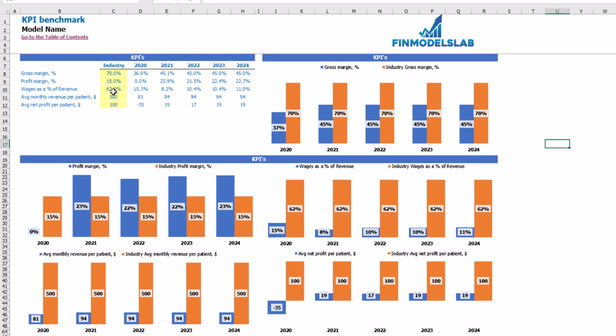For example, profit margin is 15%, which is also changed on this chart. And you can also change wages as a percentage of revenue, your average revenue per patient, and your average net profit per patient. All these values are calculated by years depending on the inputs and drivers in your model, and you may see the graphical information on the charts which show you your KPIs or your metrics based on the model and industry metrics.